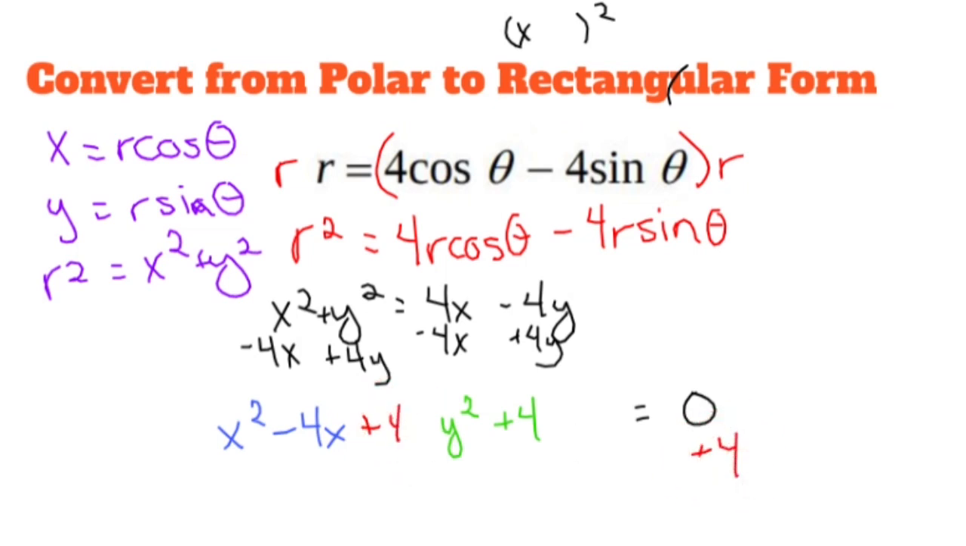Same thing over here. This is supposed to have a y attached to it, and I simply forgot. Same thing over here. Take half of 4, 2. Square that, 4, and add 4 to both sides.